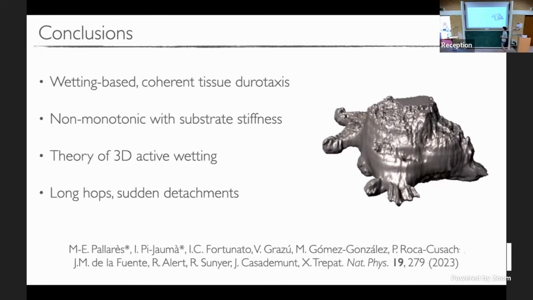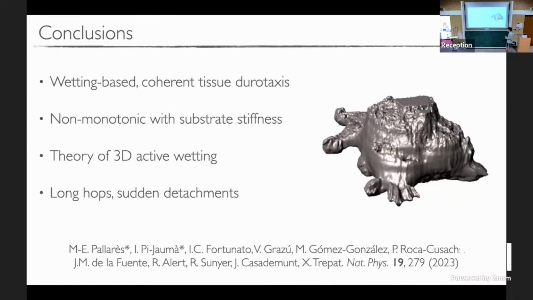So let me just summarize this first part. Essentially what I wanted to tell you is that we have this idea, or this model, of three-dimensional active wetting to explain the emergence of coherent tissue durotaxis. In particular, it allows us to capture this non-monotonic speed of durotaxis as the tissues progress in stiffness. And the theory of three-dimensional active wetting is more general, so it could be applied to other contexts as well.